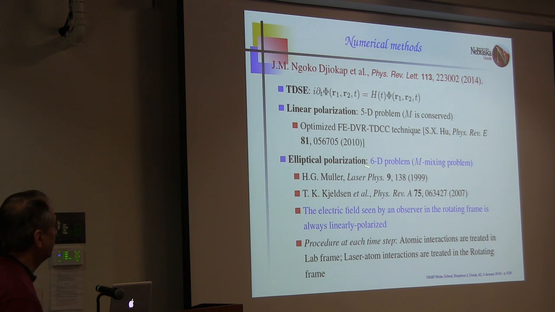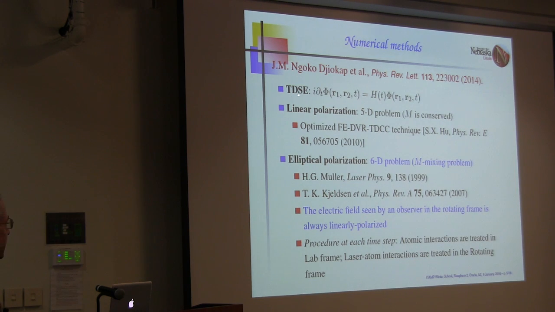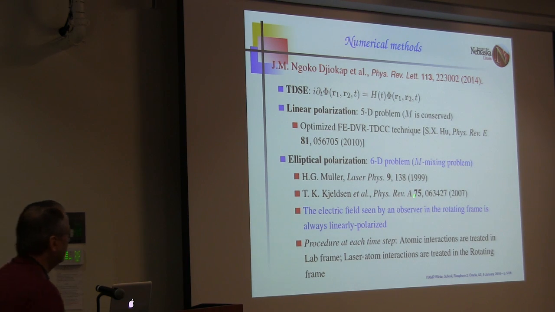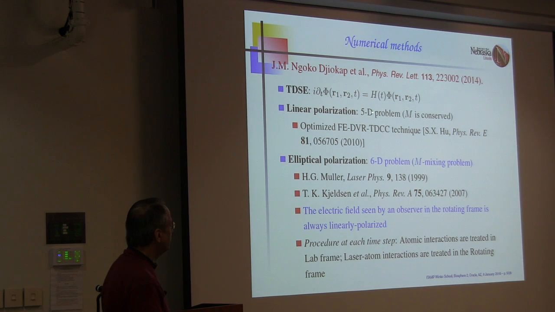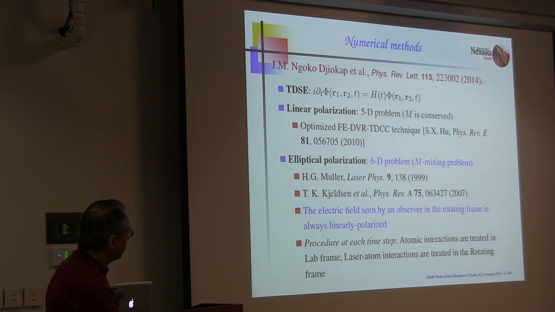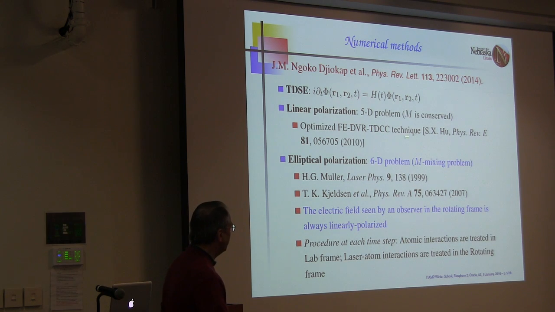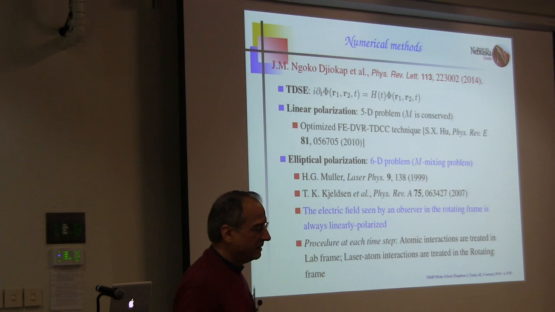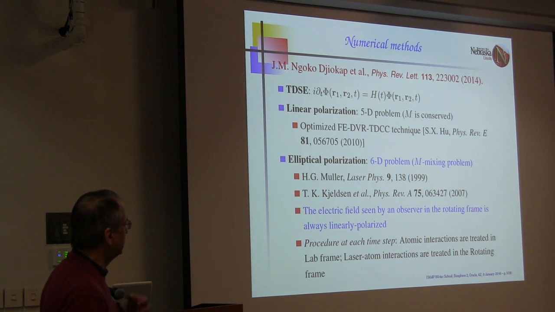So, numerical methods. We solved the two-electron time-dependent Schrödinger equation. This is it in its simplest form. For linear polarization, a large number of groups can solve that equation for two electrons. It's a 5-dimensional problem, the m quantum number is conserved, and Suxing Hu has an optimized finite element discrete variable representation, time-dependent close coupling technique, which is a method we adopted for the problems we are interested in.